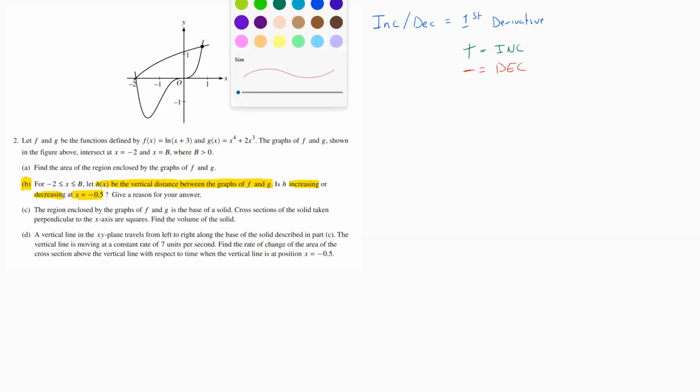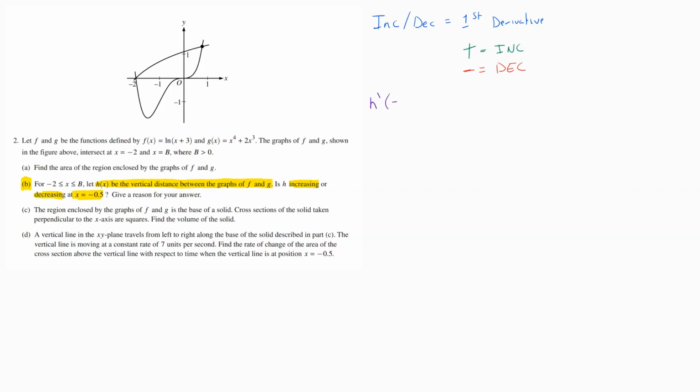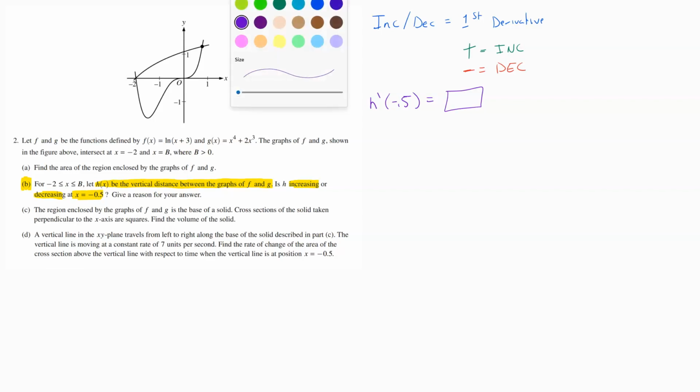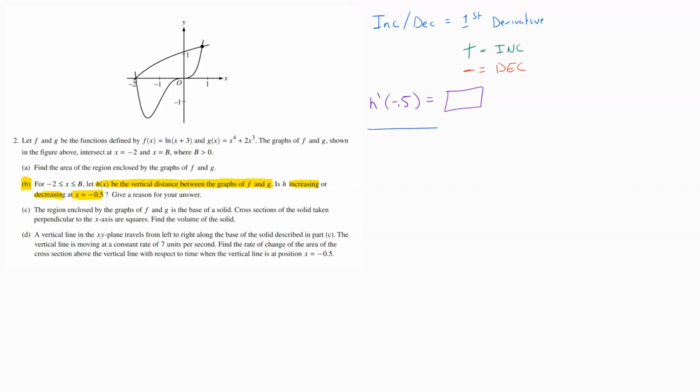So really what this question is asking us to find right now is h prime of negative 0.5. And we're just looking for a positive or negative here, right? Because that will tell us if this thing is increasing or decreasing. Well, the great news for us is this is going to be pretty straightforward, especially since we've got a calculator to use. So first and foremost, though, we have to have an equation for h of x.